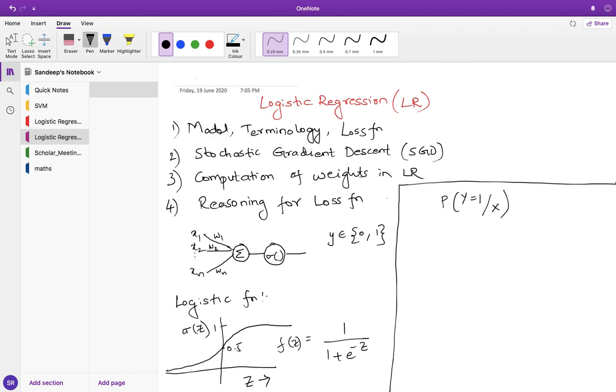Okay, x is a vector. For a given input x, what is the probability that this belongs to class 1? We define this as y cap, and its corresponding opposite, y equal to 0 for a given input, is treated as 1 minus y cap. So here I am assuming a binary classification problem.